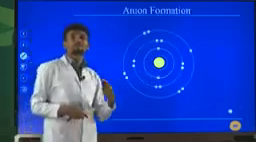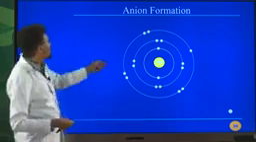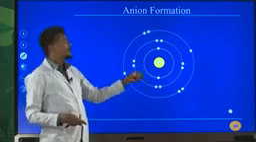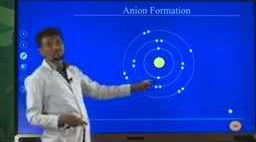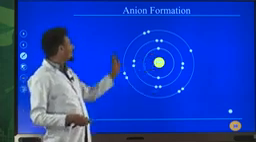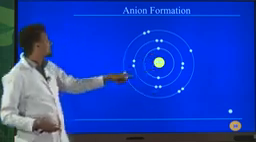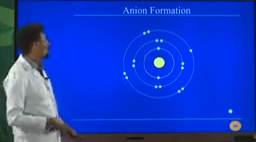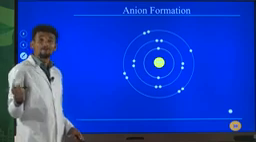In the case of anion formation, for example, we have 7 electrons in the outermost shell of the chlorine atom. This is for the neutral chlorine atom. We have 17 protons in the nucleus of this atom, and totally we have 17 electrons. This is the Bohr diagrammatic representation for the chlorine atom. For chloride ion formation, we need one electron.